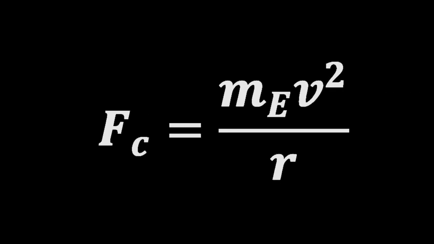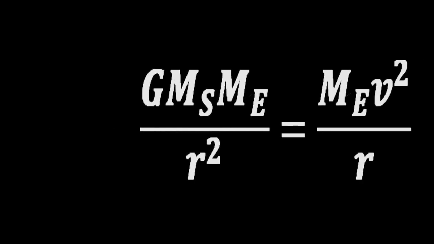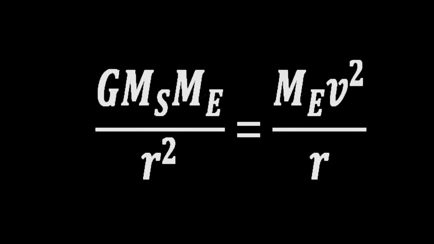Assuming that the Earth's orbit is circular, which it very almost is, it will be affected by the centripetal force. So here's the equation for that. Since we know that this force is due to gravity from the sun, we can replace the centripetal force with the gravitational force to get this equation. Remember the left side, that will be important later. We'll cancel out the Earth's mass on either side, as well as one factor of r on each side.